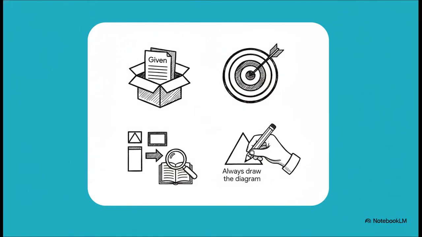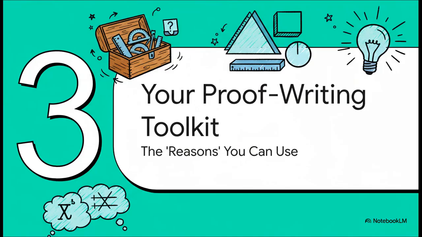So let's recap our foundational rules. One, always start by writing down your given info. It's a freebie. Two, know your destination. What are you trying to prove? Three, every statement needs a backup, a reason. And four, always draw the diagram so you can see what's going on. These are your non-negotiables. Okay, so if every single statement needs a reason, where do these reasons come from?